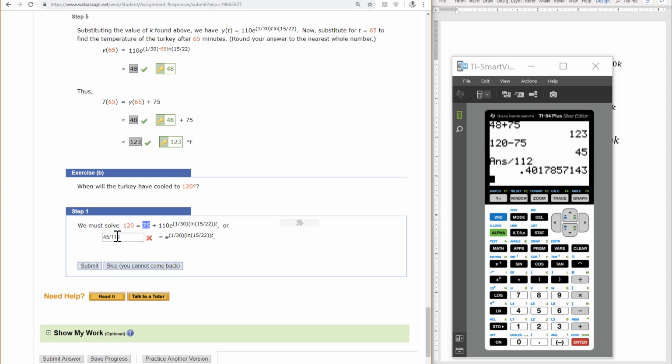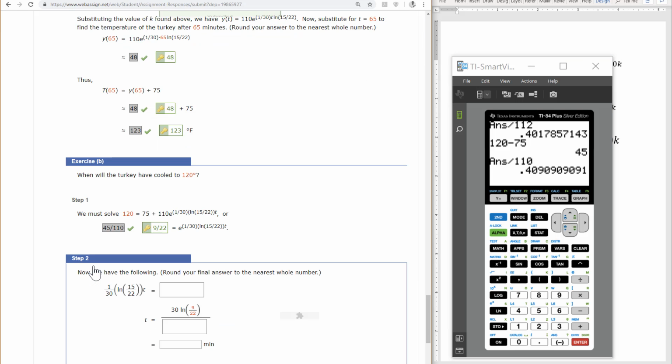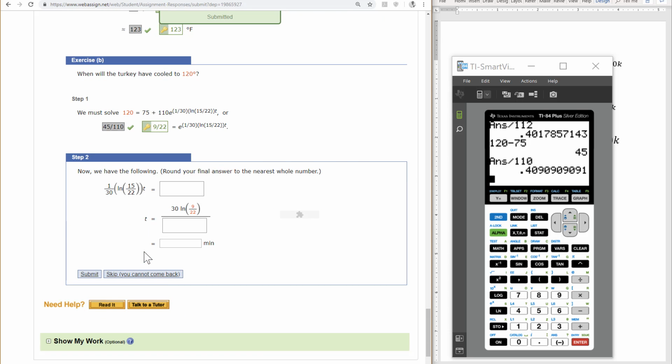So it looks like we're actually dividing by 110, which is probably the mistake that I had over here. Let's see if we can go back to this, and then we'll divide by 110 instead of 112, and then this is it. So let's try submitting that. Okay, so that looks a little bit better.